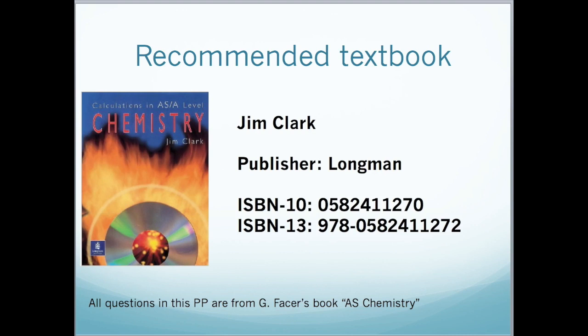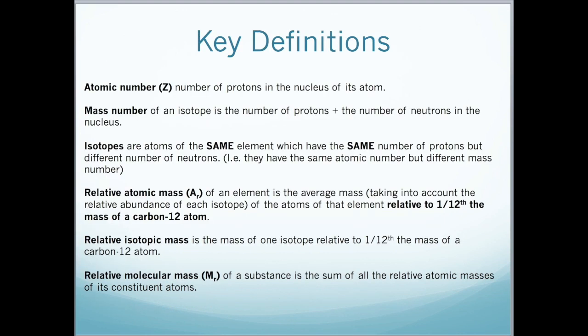So the key definitions that we need to know are shown here. I won't go into the first three because we've already discussed those in a previous video, but the things that are new are the three last definitions, which are the relative atomic mass, which is the average mass of the atoms of that element relative to 1/12 the mass of a carbon-12 atom. Also, relative isotopic mass is the mass of one isotope relative to 1/12 the mass of a carbon-12 atom. And relative molecular mass, which is the sum of all the relative atomic masses of its constituent atoms.